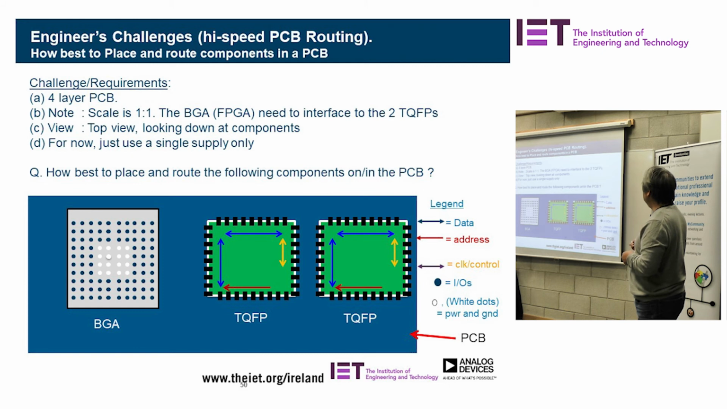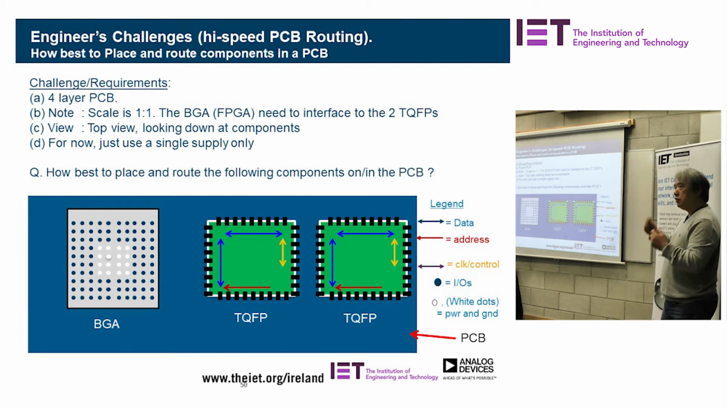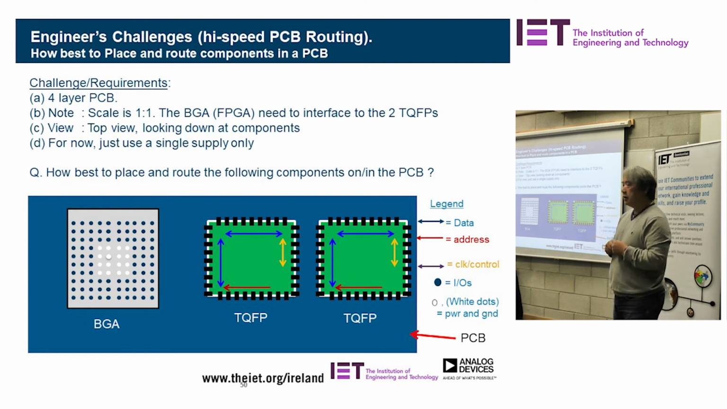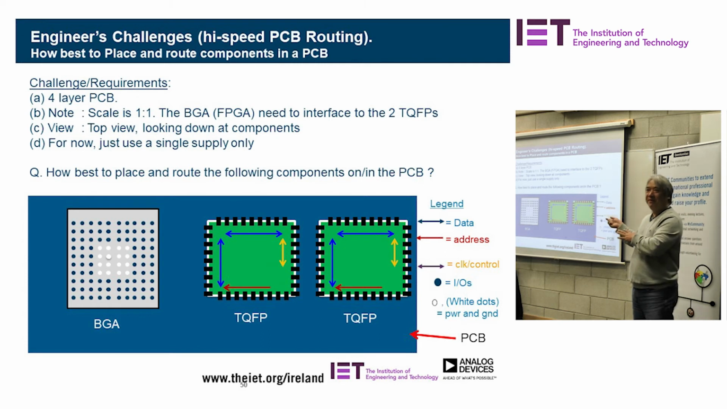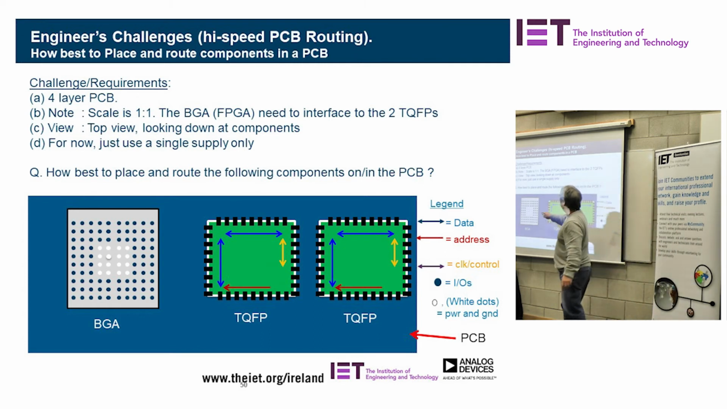Here you have black as your data, red as your address. You have control here, and then the full color dots are actually your IOs. This is your power and ground. So here's one of these things: if you want the FPGA to talk to those two guys, how best to place the components on the PCB and how best to route it. We talk first about how best to place it, and next how we actually place it and route it. Do you understand the problem? The problem is that I want to route the connection from this FPGA to those two guys.